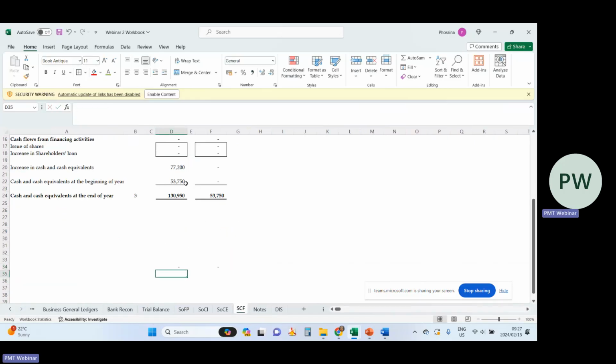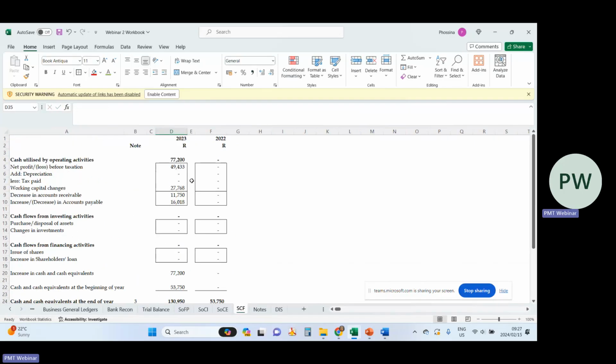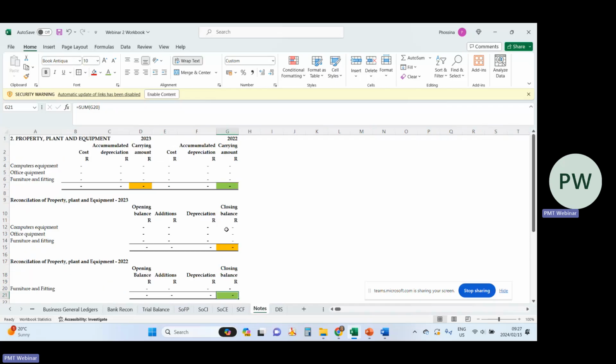Okay, you can see our cash flow is balancing. This is our cash flow. You can go back, you can recheck. This is how we come to it. So it's cash items, it's cash movement, cash that we had at the beginning, plus the movement in cash. Then we have our closing cash. Okay, happiness. And then we go to our notes.